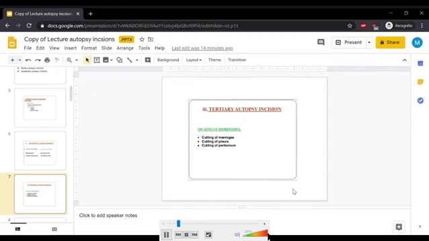Then the third type of incision which we use during autopsy is the tertiary autopsy incision. These are the incisions when we incise the serous membranes. For example, cutting of the meninges to examine the brain, cutting of the pleura to examine the chest cavity, and cutting of the peritoneum to examine the abdominal contents. So these are known as tertiary autopsy incisions.